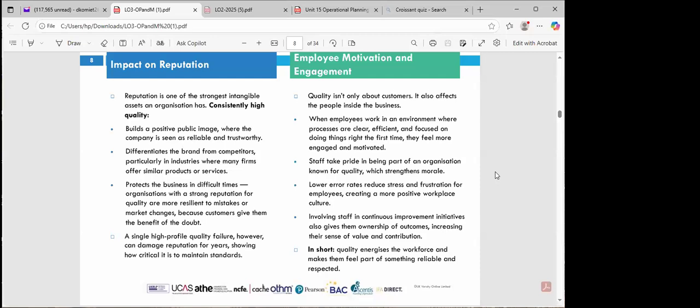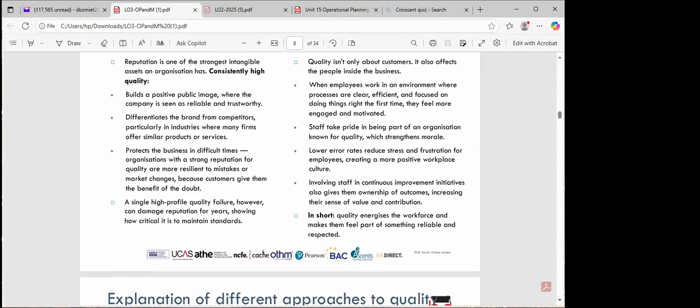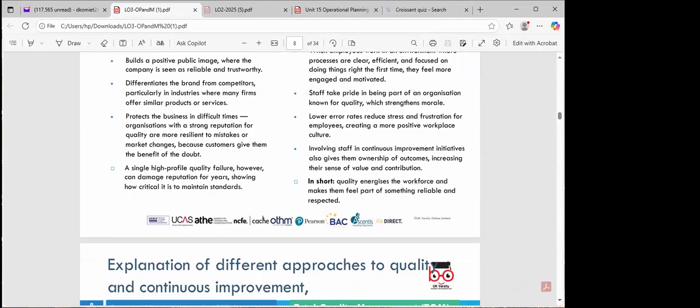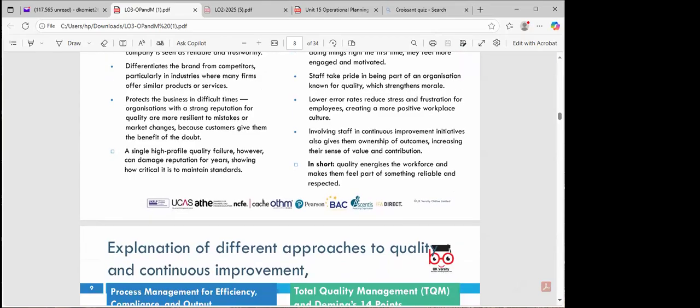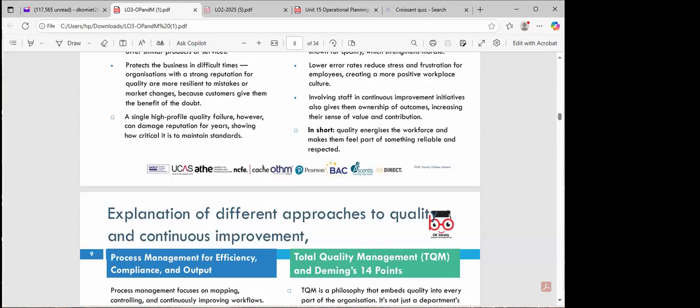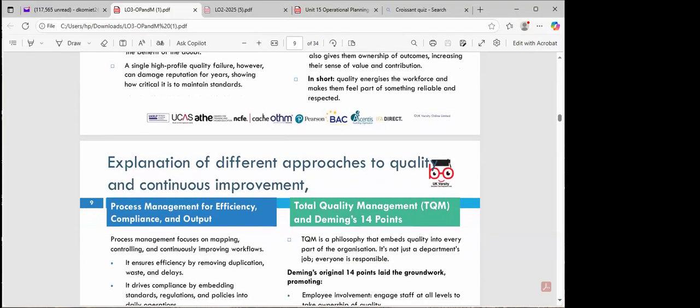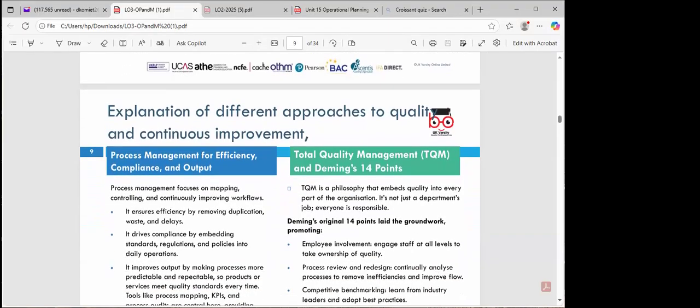It also affects the people inside the business. When employees work in an environment where processes are clear, efficient, transparent, and focused on doing things right the first time, they feel more engaged and motivated. Staff take pride in being part of an organization known for quality, which strengthens morale. Lower error rates reduce stress and frustration for employees, creating a more positive workforce culture. Involving staff in continuous improvement initiatives also gives them ownership. Ensuring quality energizes the workforce and makes them feel part of something reliable and respected.